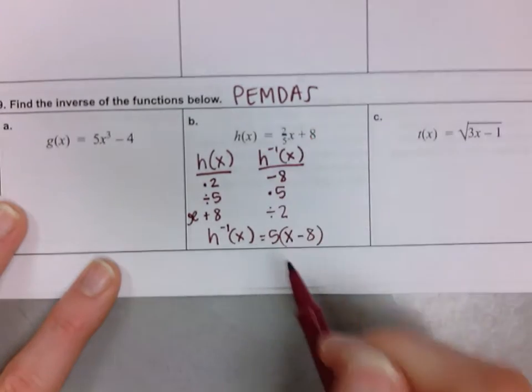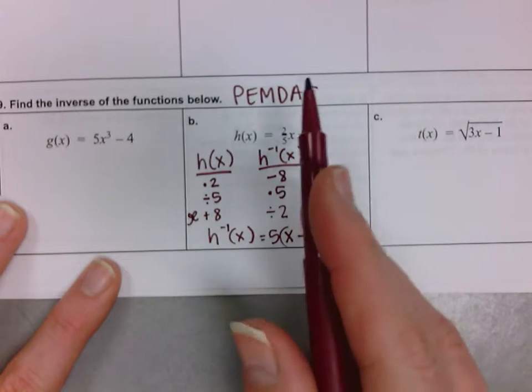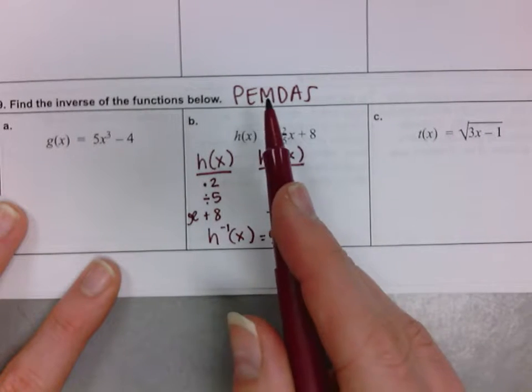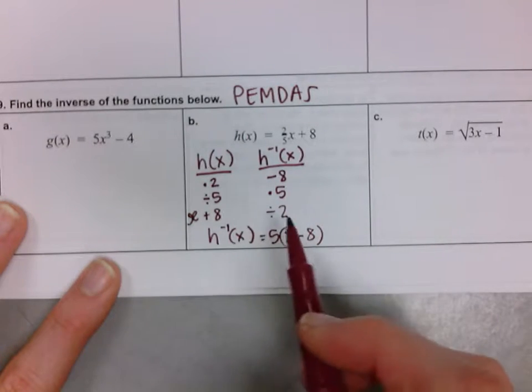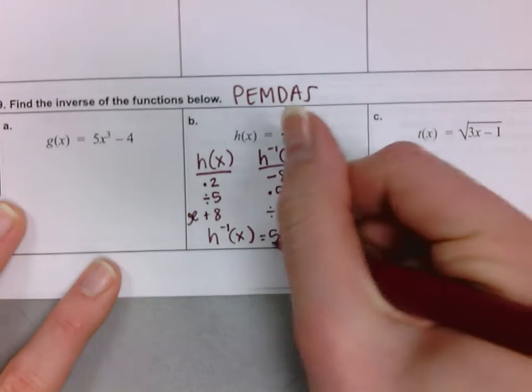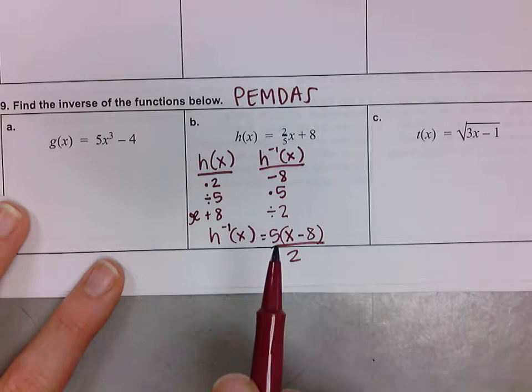multiplied by 5. That happened after the subtraction, so I went ahead and grouped this to show that, right? Because otherwise subtraction happens before the multiplication. But I know subtraction should be first, so I'm using parentheses to make that first. And then lastly, it's all divided by 2. So this is your answer.